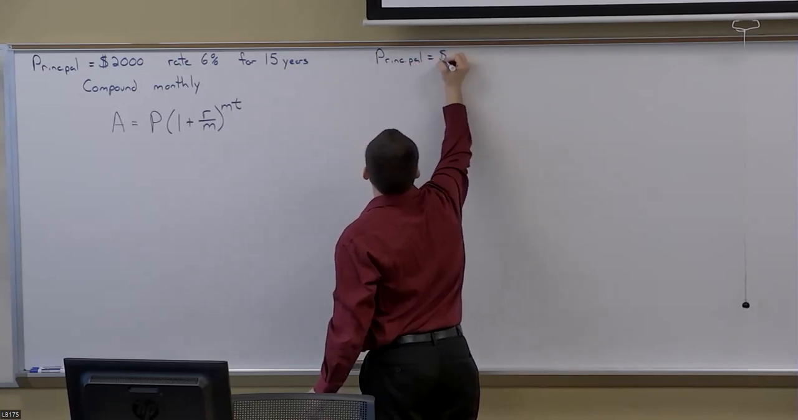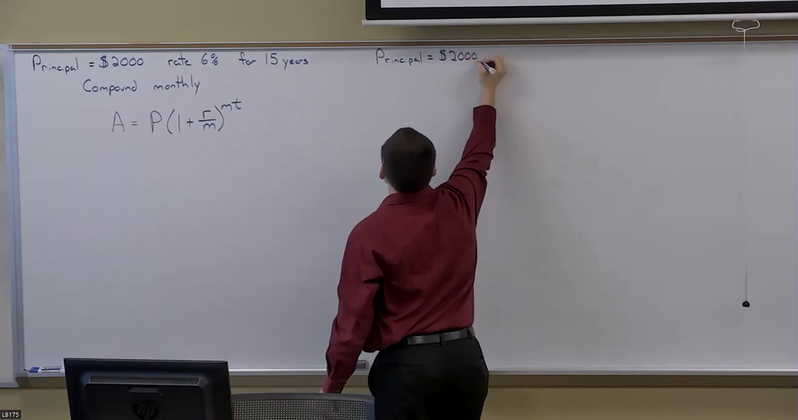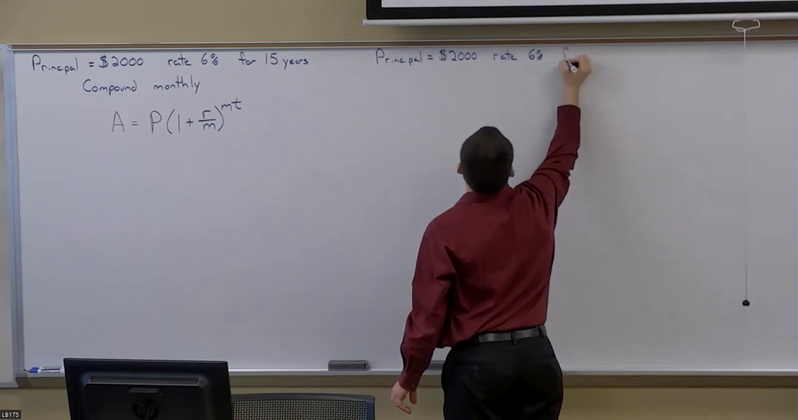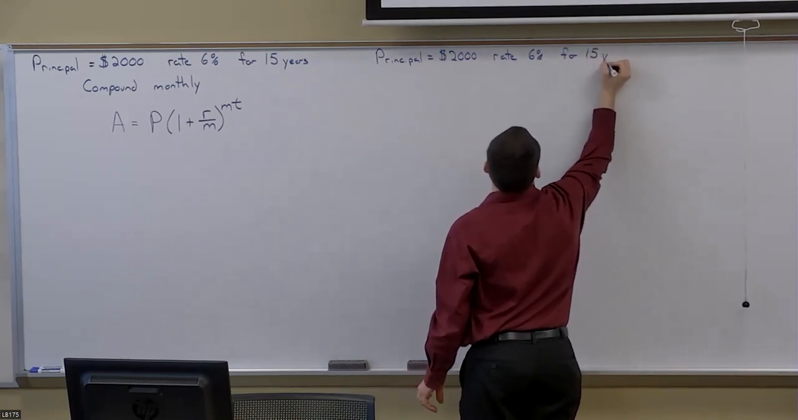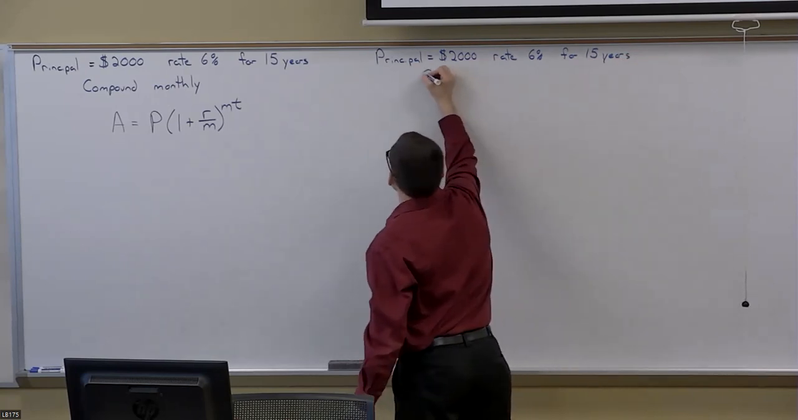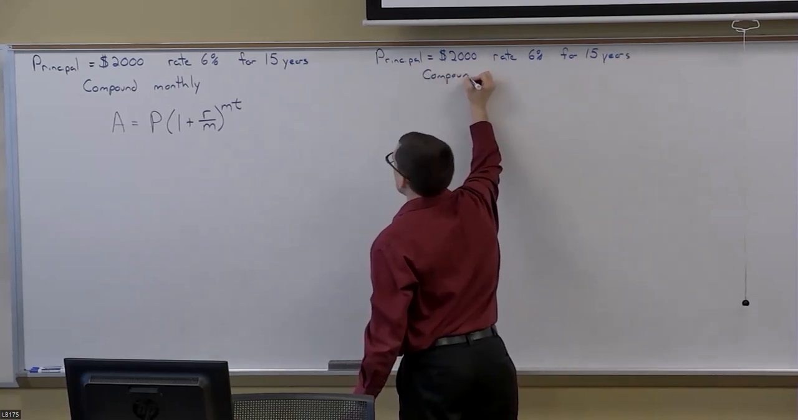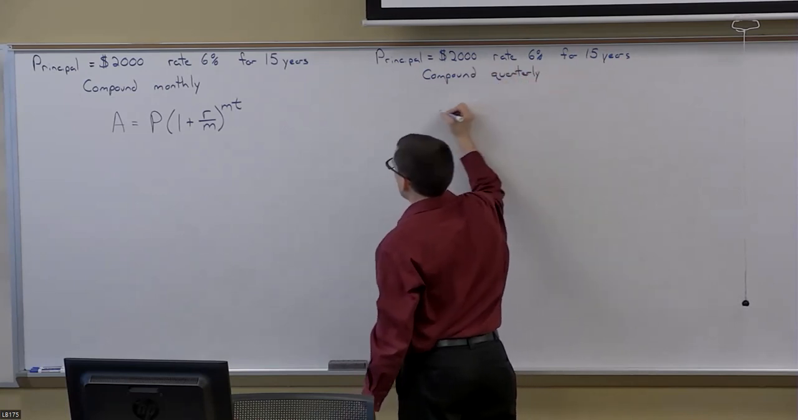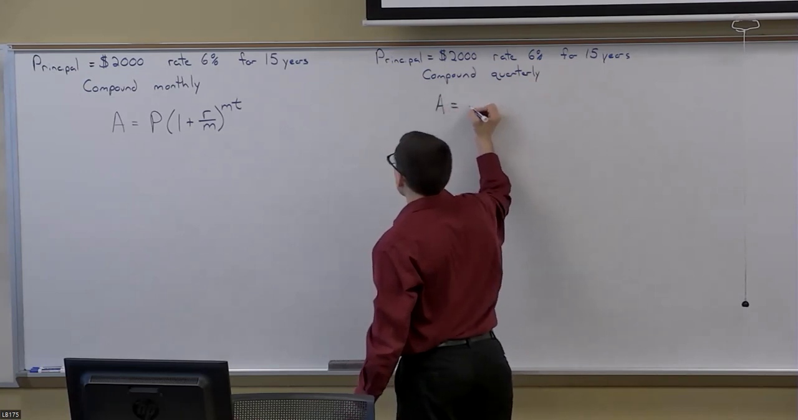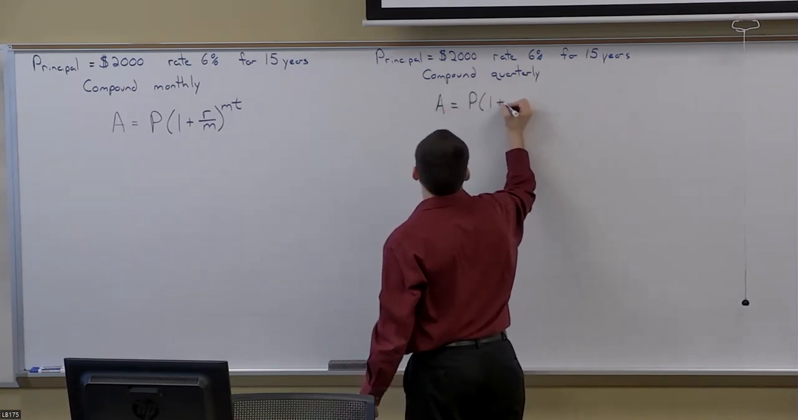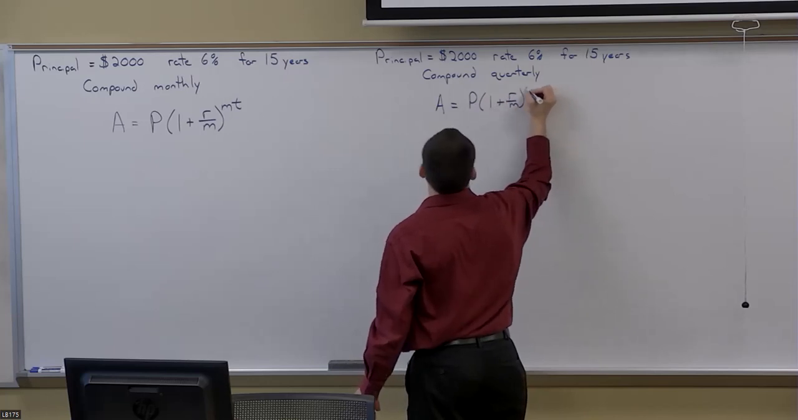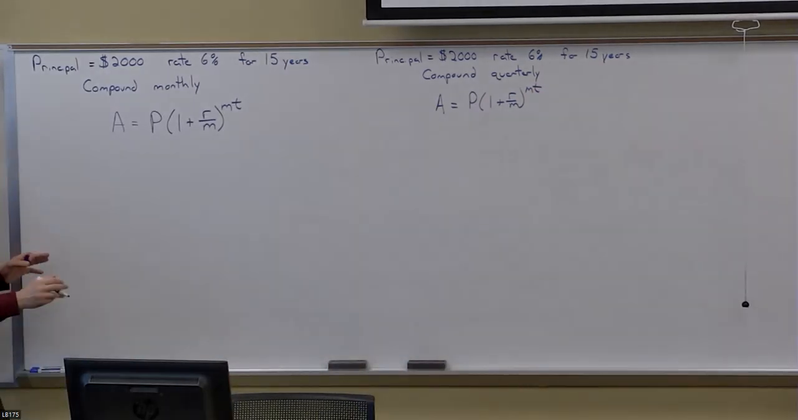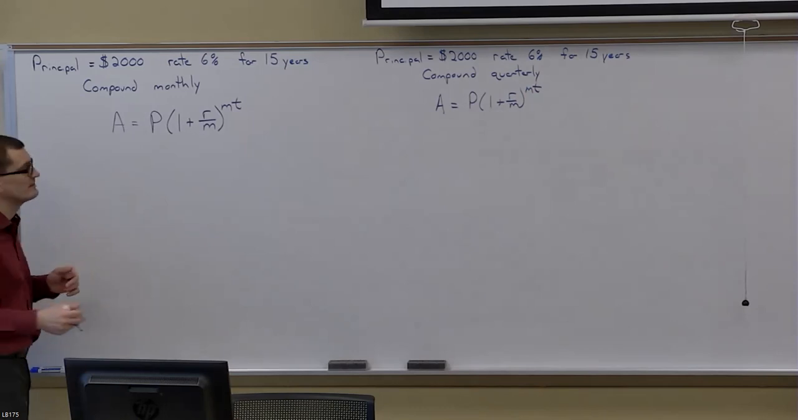So we'll do that one over there. We'll do this one over here. Principal is 2,000. Rate 6%. 15 years. All that's the same. Now we're going to compound quarterly. Let's do both cases and compare and contrast.